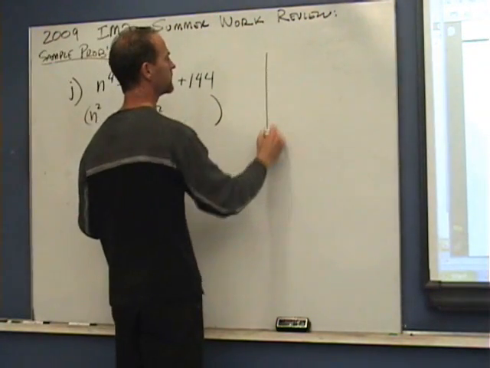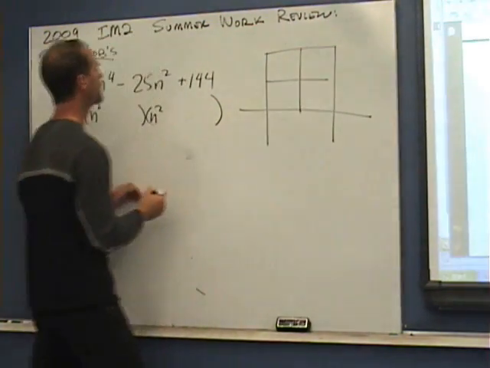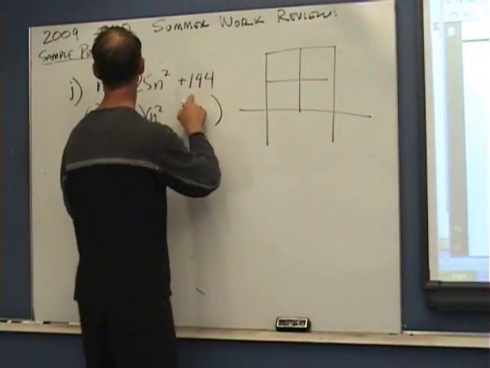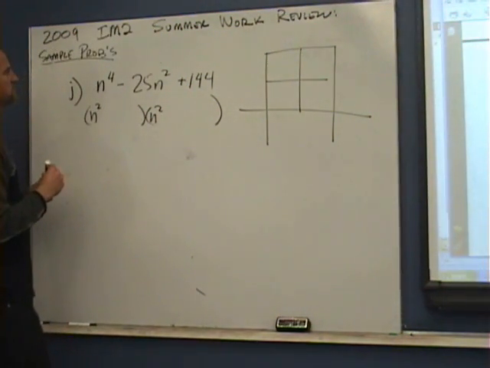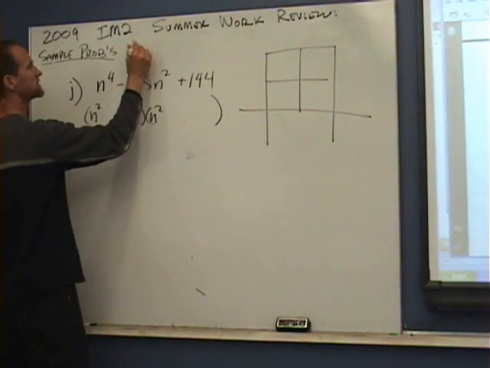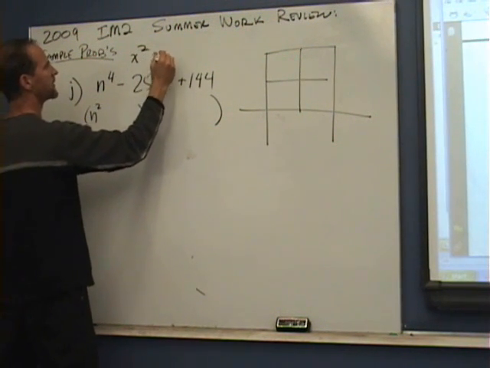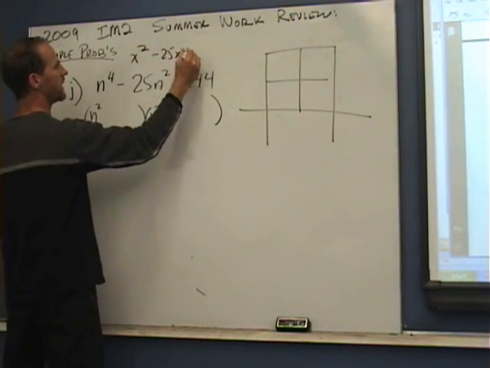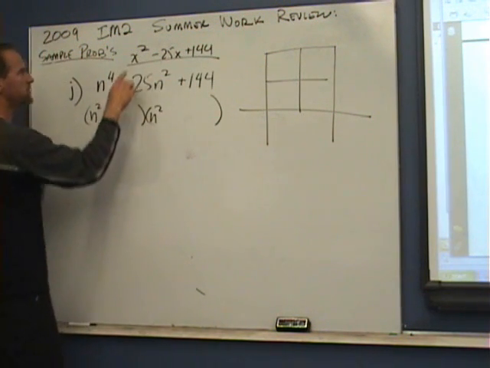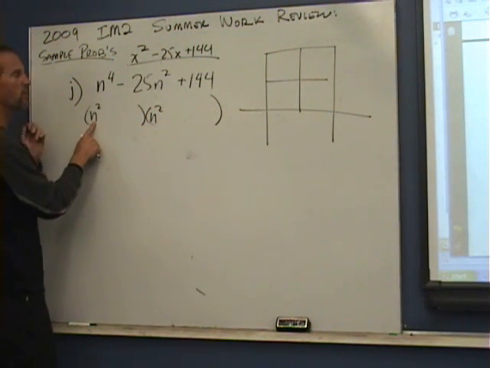But the method that works every time sets up something like this, where you simply write the first term and the last term. And I tell you what I'm going to do is, just to make this a little bit simpler, I'm going to translate this to be x to the second power, and then minus 25x, and then plus 144. If I can factor this, then I'll simply replace the x with the n squared and I'll be good. Does that make sense? Hope so.